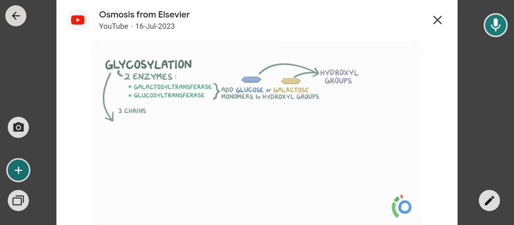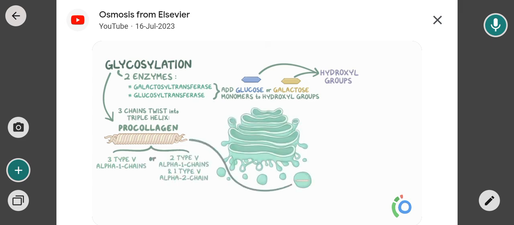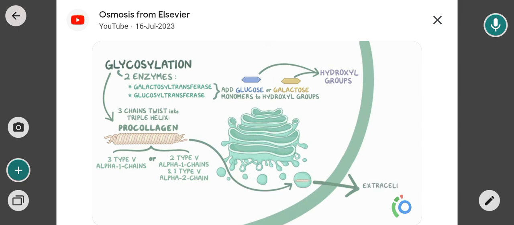After that, 3 of these chains twist into a triple helix, called procollagen. Now, 2 combinations can make up the helix or procollagen for type 5 collagen: 3 type 5 alpha-1 chains, or 2 type 5 alpha-1 chains and 1 type 5 alpha-2 chain. The procollagen is then put in a vesicle by the Golgi apparatus and sent into the extracellular space.